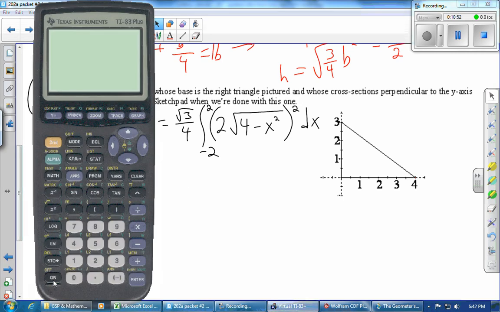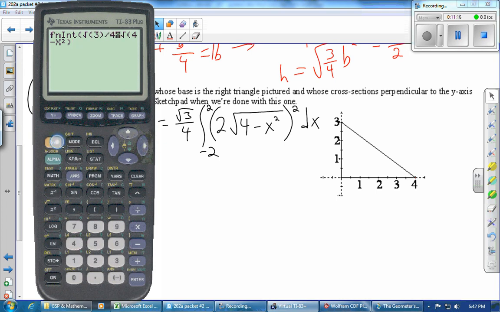So it turns out, again, you can find this integral without technology, but it's late and I want to go home sooner rather than later, so let's just type this one in, math 9. Okay, so we've got the square root of 3 over 4, square root of 3 divided by 4, and then times integral 2 square root of 4 minus x squared. Close the parentheses. Am I doing this right? I am not doing this right.